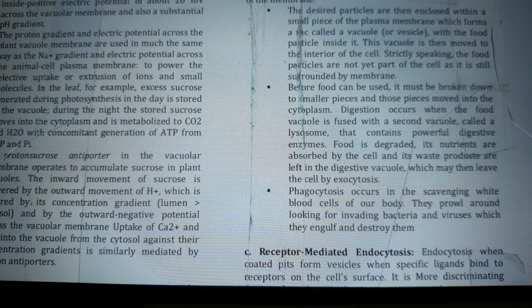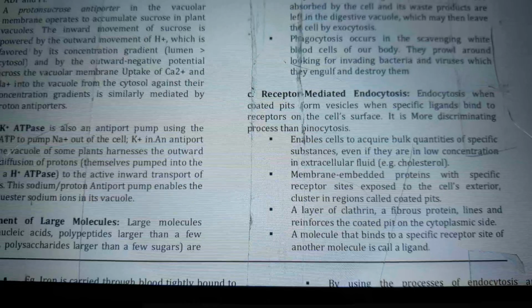The proton gradient and electric potential across the plant vacuolar membrane are used in much the same way as the sodium gradient and electric potential across the animal cell plasma membrane to power the selective uptake or extrusion of ions and small molecules. In the leaf, for example, excess sucrose generated during photosynthesis in the day is stored in the vacuole. During the night, the stored sucrose moves into the cytoplasm and is metabolized to CO2 and H2O with concomitant generation of ATP from ADP and Pi.